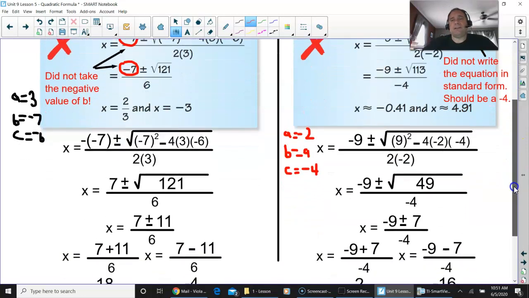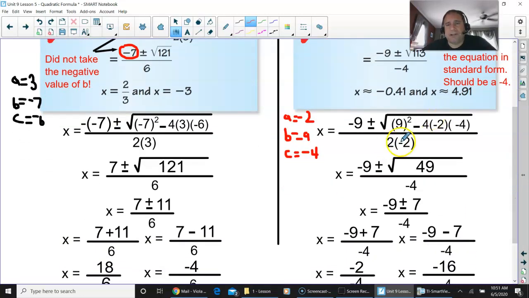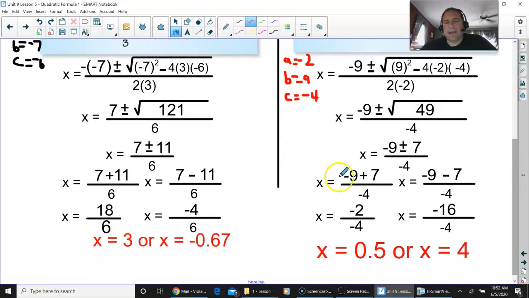When I finish this though, it's 2 times A, which is -2. When I put all of this inside my calculator, I got the square root of 49. The square root of 49 is a perfect square. 2 times -2 is your denominator. And you have -9 plus or minus 7 divided by -4. And you end up having -9 plus 7 divided by -4, which is -2 divided by -4. Negative divided by negative is positive. And you have x equals 0.5.